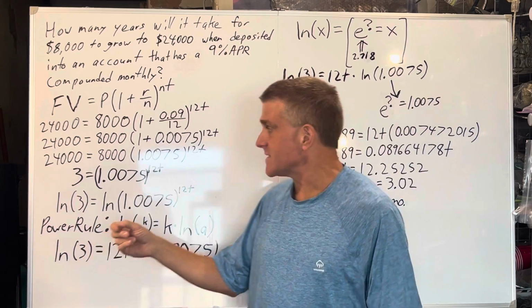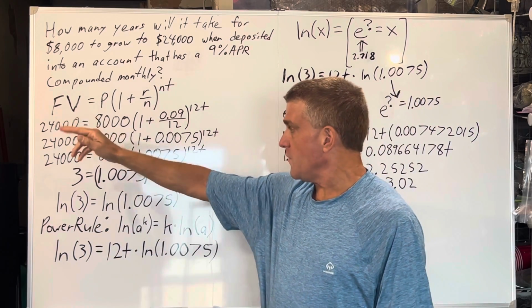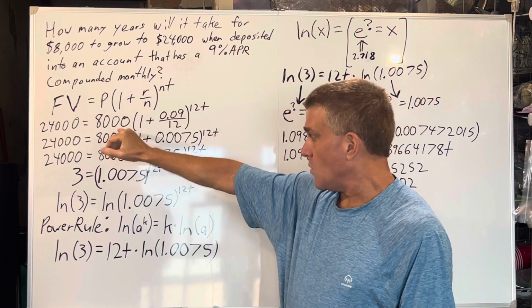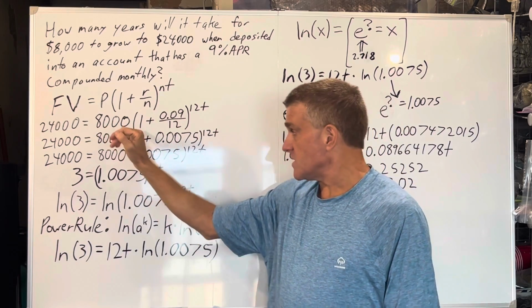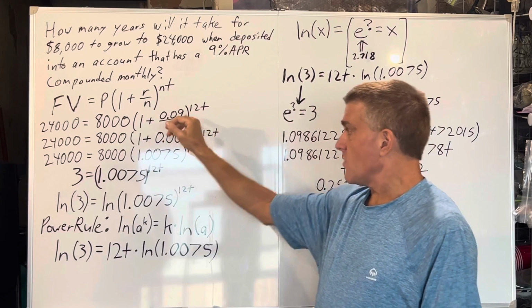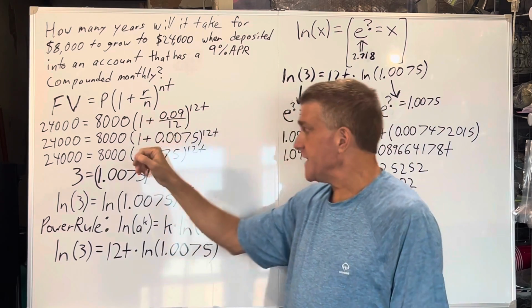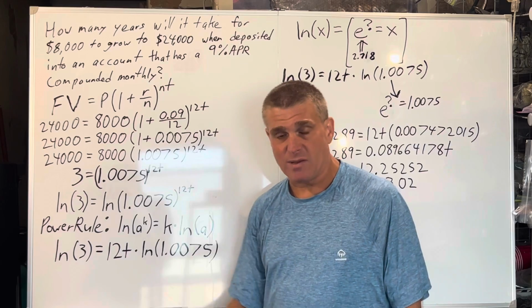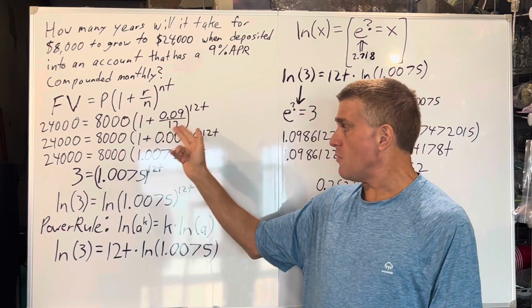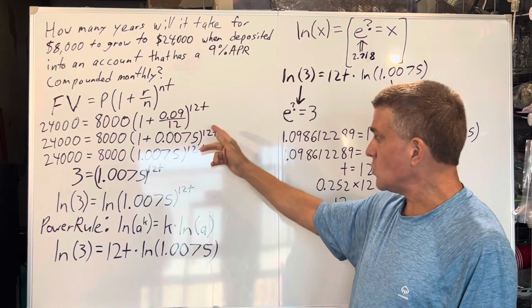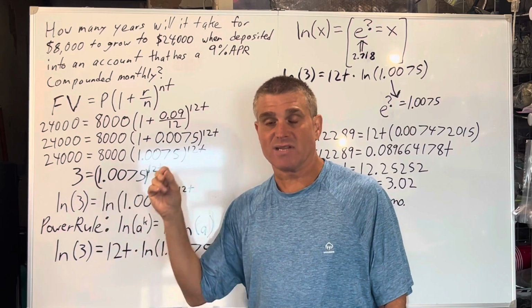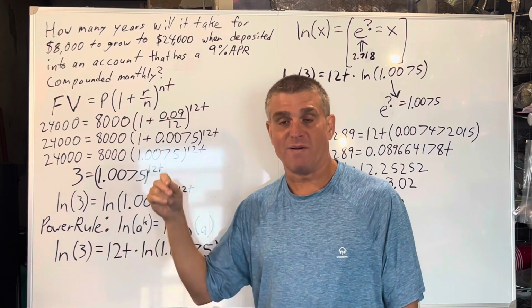So for future value, we would enter 24,000 equals, for principal, 8,000 times, in open parentheses, 1 plus the interest rate. The rate is 9%, so we write that in nominal form, as a decimal, 0.09, divided by 12 for N, because that's the number of times per year the interest compounds, once a month. There are 12 months in a year.